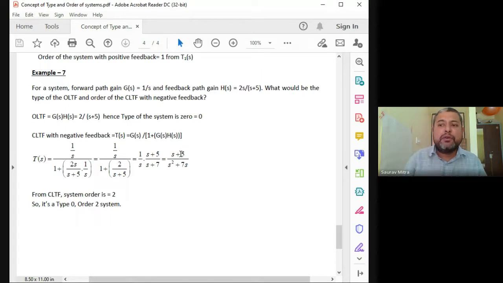So, last time I'm telling you, order we find from the closed loop transfer function denominator, the highest power of s. Type we find from the open loop transfer function, that is GS into HS, and we do not multiply out the denominator, we keep it in factorized form and try to find how many s are there at the origin. So in one line, what is the definition of type? Find the open loop transfer function and see how many poles are there at the origin. That is equal to the type of the system.